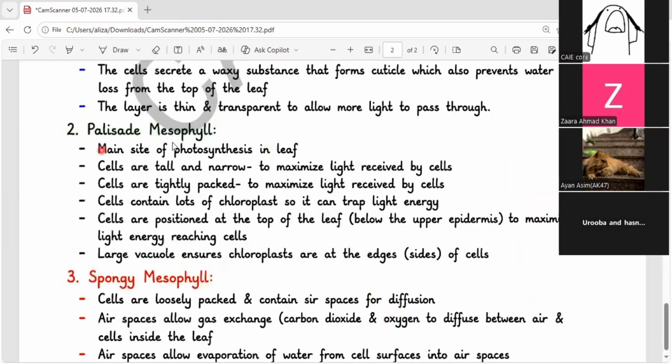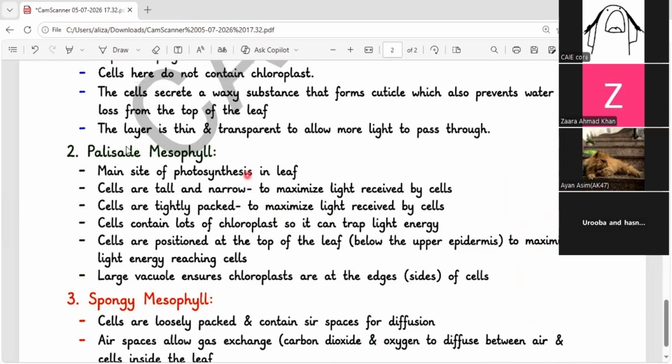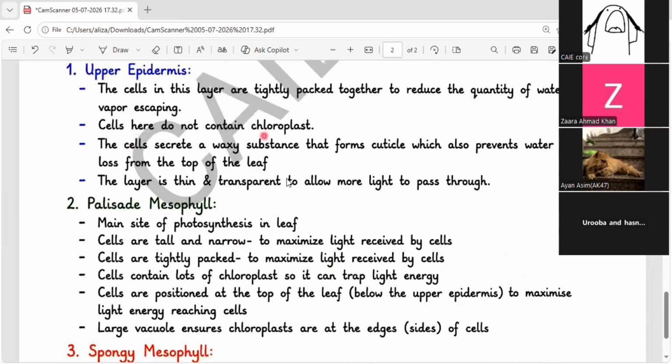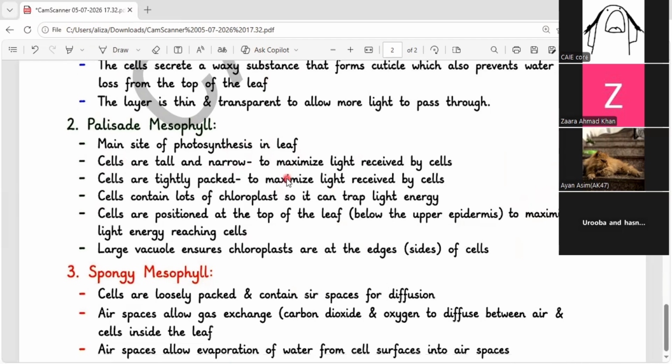First of all, this Palisade mesophyll layer is the main site of photosynthesis in the leaf. The cells over here are very tall and narrow, as we saw. It's very important that you know the reason for each property. I think it wasn't mentioned here, so I'll try to mention it in the notes. The reason for each property is important because the mark scheme contains some keywords. Sometimes it says just describe, then you don't need to elaborate much, but sometimes it says describe and explain. That's when you need to elaborate each and every point.